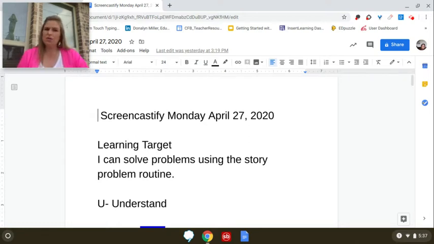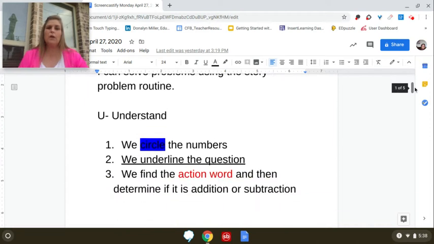We've been doing this for a long time, so I know this is just going to be pretty much a refresher for you. Our UPS stands for understand, plan, and solve. So those are the steps that we take so that when we solve a story problem, we first understand the problem, then we plan how we're going to solve it, and then we solve it. So let's talk about what we do to understand a problem.